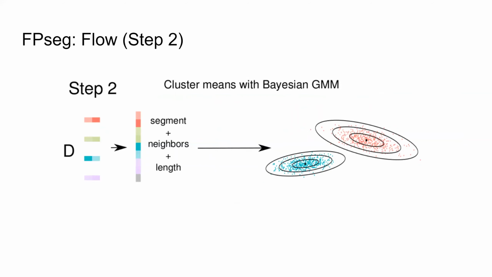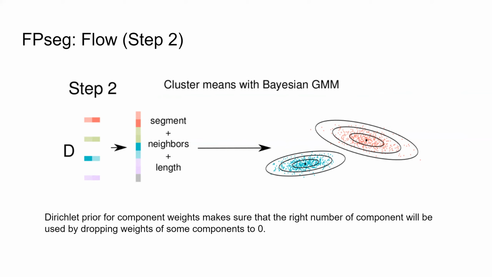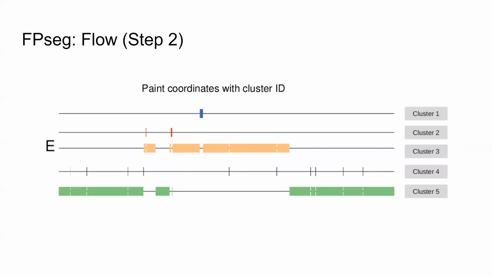In the second step, we combine the means from the current and two neighboring segments and the lengths of these segments for the clustering algorithm. We use Bayesian GMM with Dirichlet distribution as a prior for the component weights. The reason is that in this way, the algorithm drops a component if it is not needed for fitting the data by making its weight 0. And finally, we extended the labels we get from GMM back to the genome length.